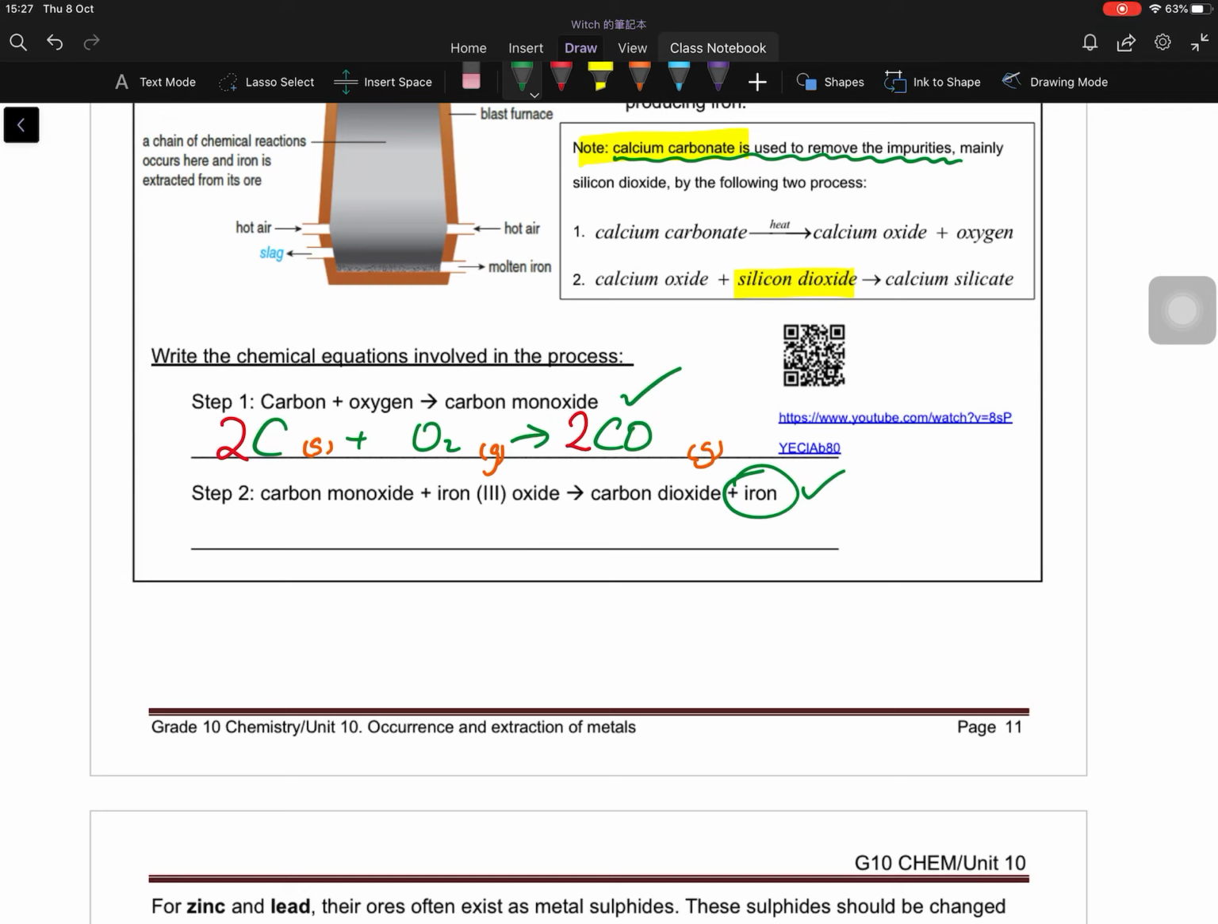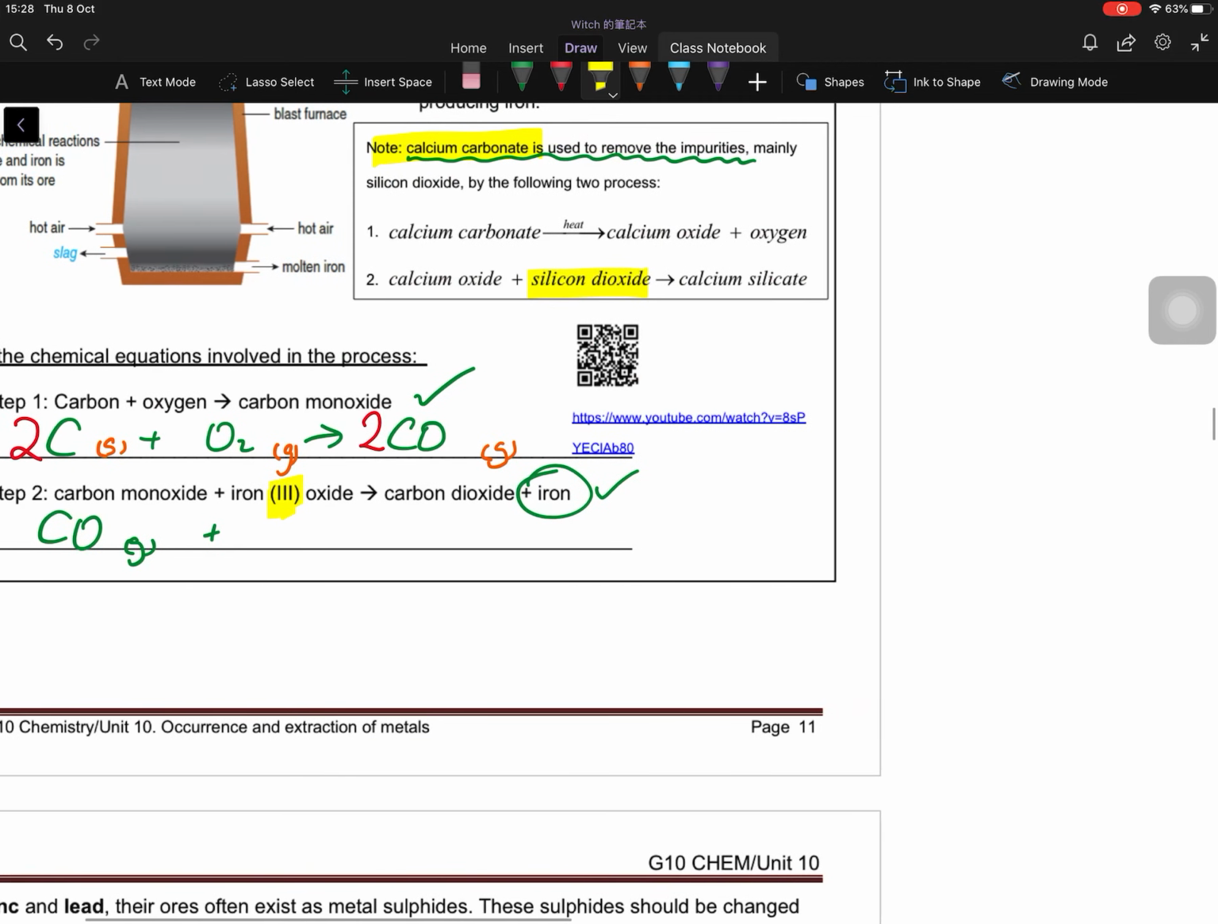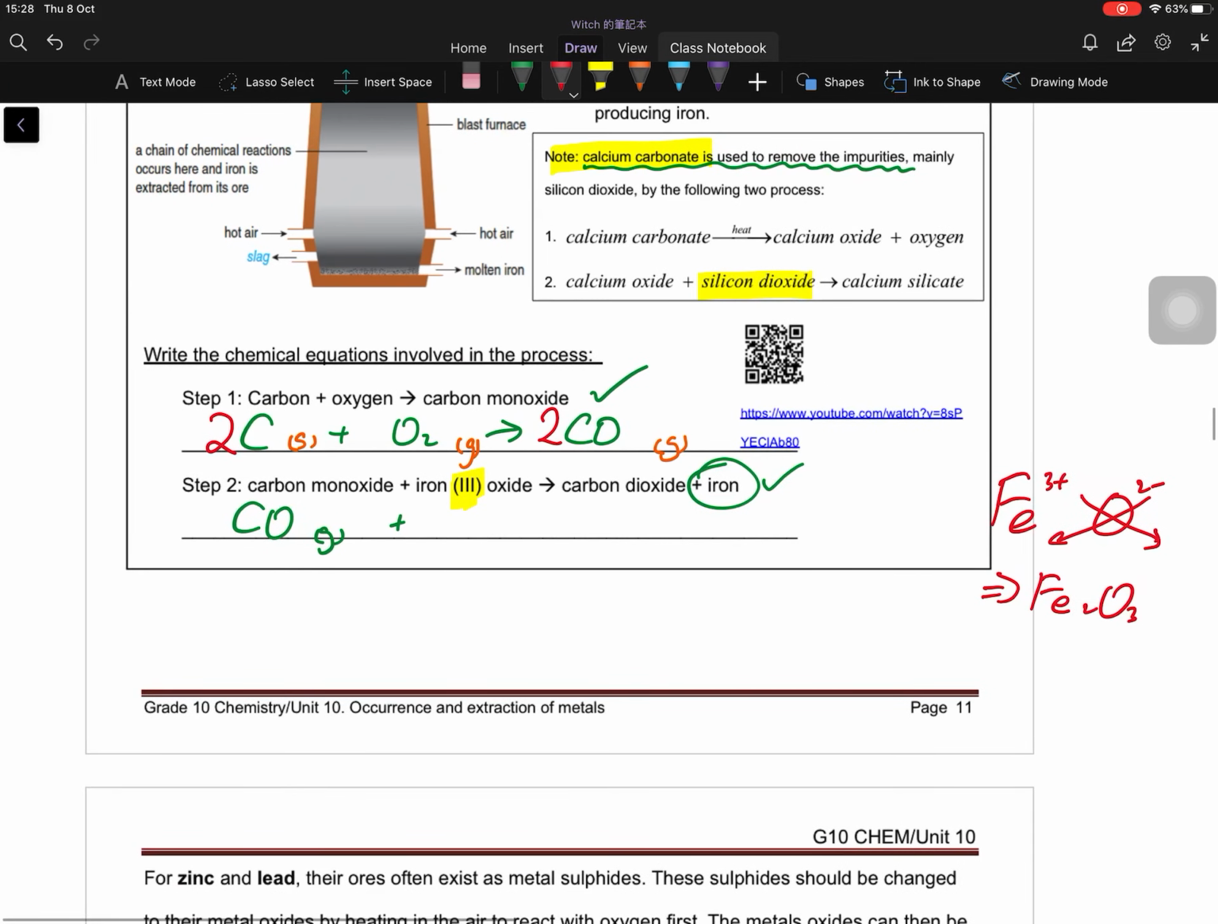The second one is carbon monoxide, which is a gas, reacting with iron(III) oxide. I hope you still remember, the III here indicates the charge of the cation, that is iron, iron(III), combined with oxide. You can see the formula is Fe2O3. So back to our question, Fe2O3, as an ionic compound, because it is the combination of a metal and a non-metal, is a solid, right? Finally it becomes CO2, gas for sure, and Fe, solid, right?